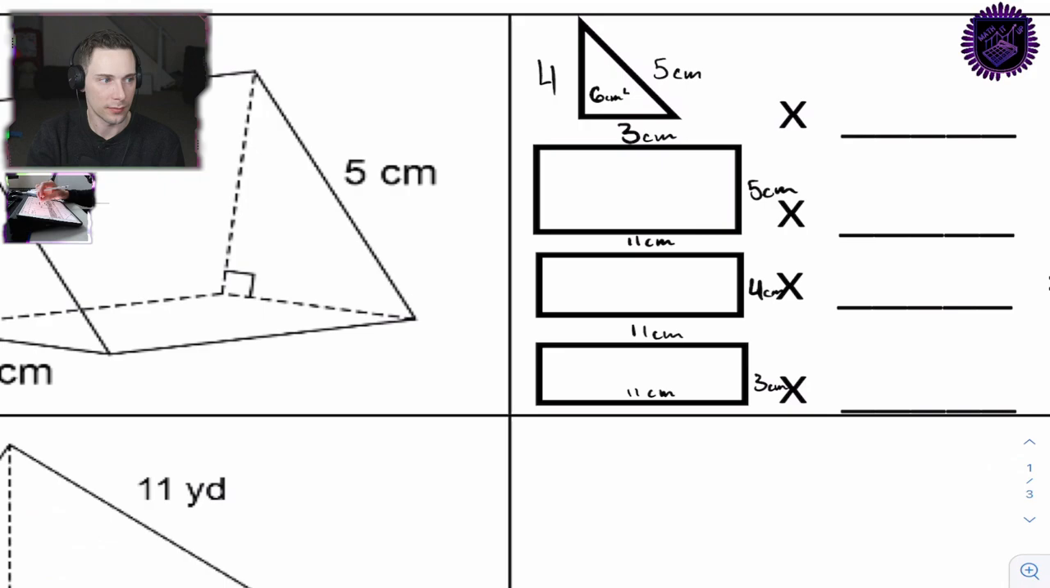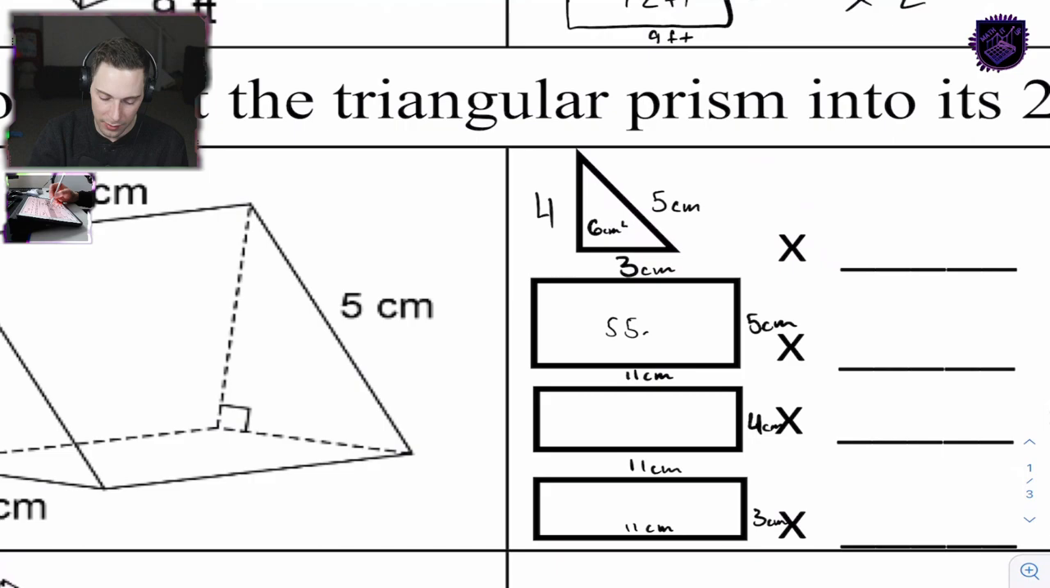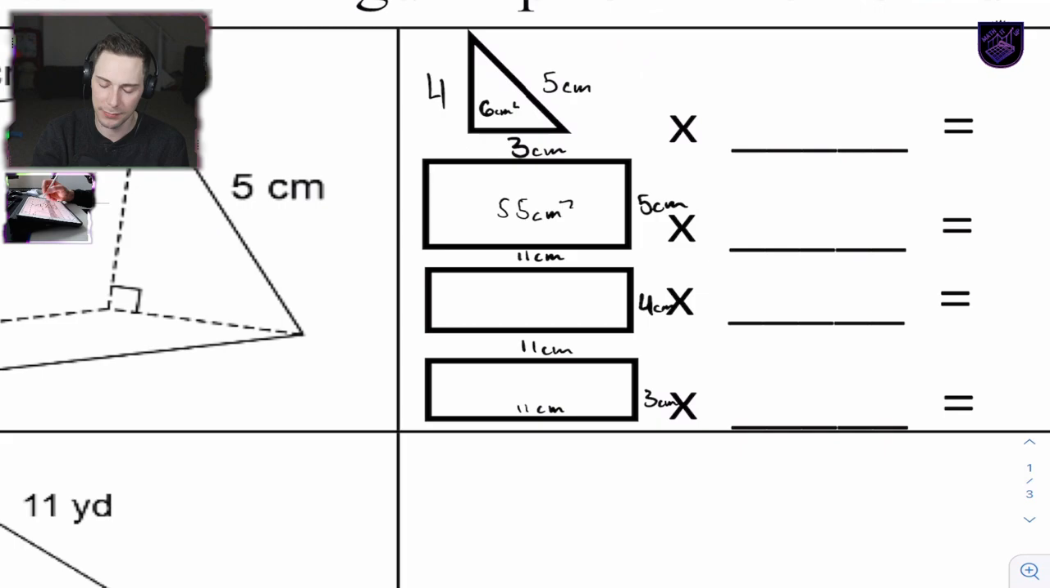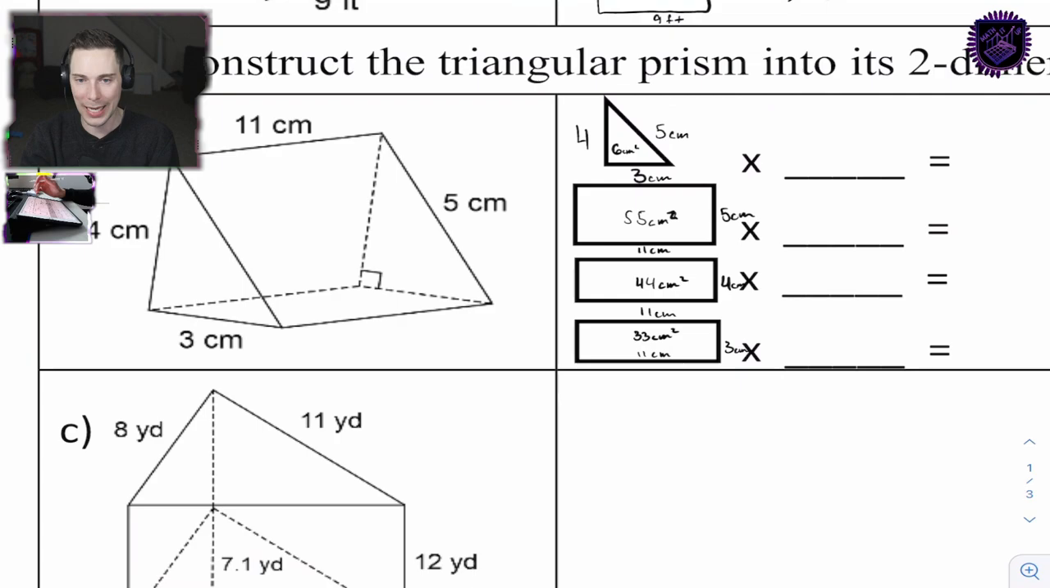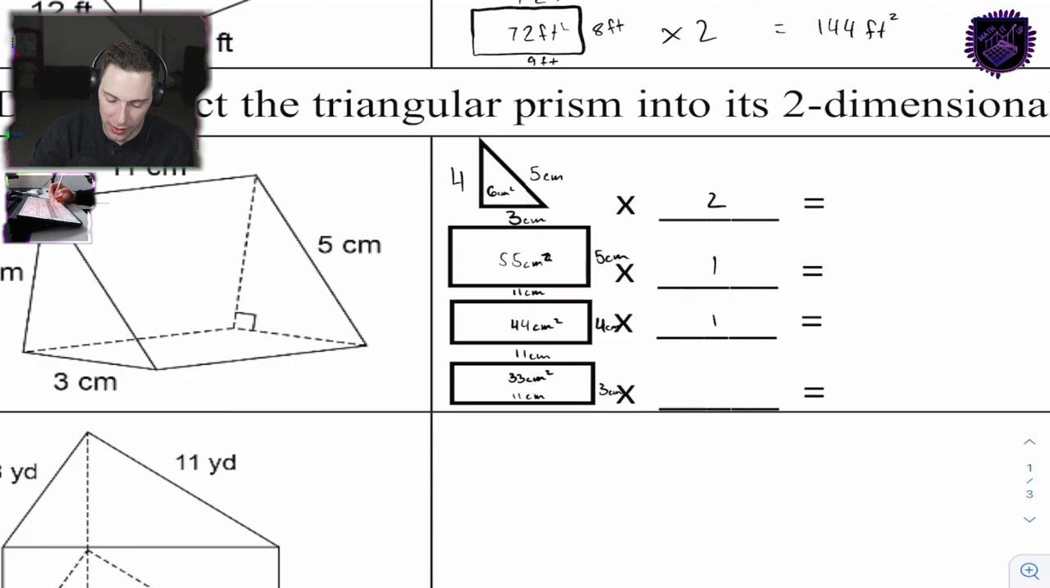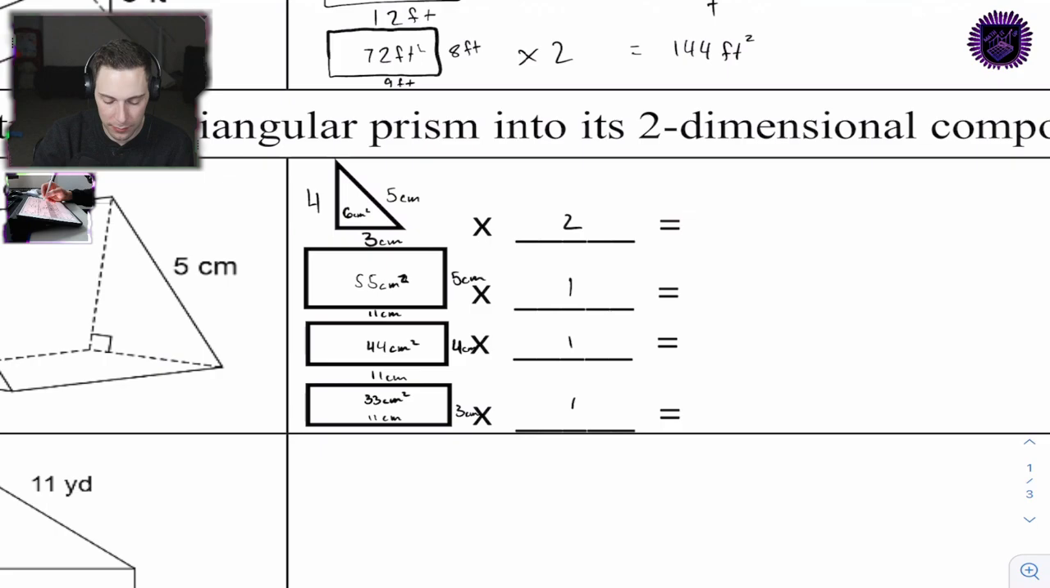This is going to be 55 centimeters squared of our shape's area, 44 centimeters squared, and 33 centimeters squared. A wonderful 11 is the length of the shape, or you'd call it height. So there's two triangles, a front and a back, one of each of these other shapes. So it's going to be 12 centimeters squared plus 55 centimeters squared plus 44 centimeters squared plus 33 centimeters squared.